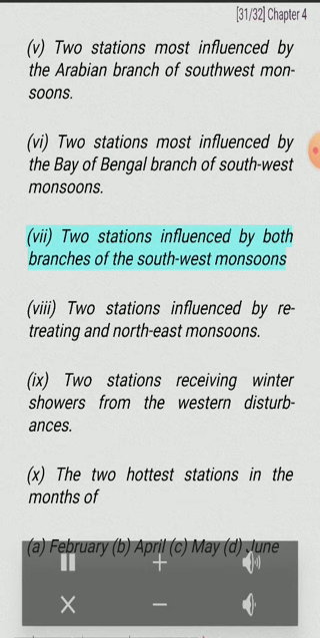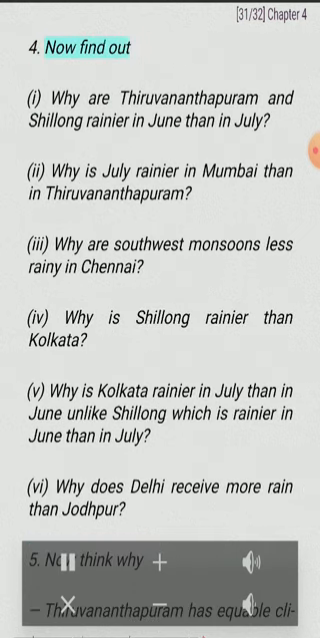VII, 2 stations influenced by both branches of the southwest monsoons. VIII, 2 stations influenced by retreating and northeast monsoons. IX, 2 stations receiving winter showers from the western disturbances. X, the 2 hottest stations in the months of A. February, B. April, C. May, D. June.